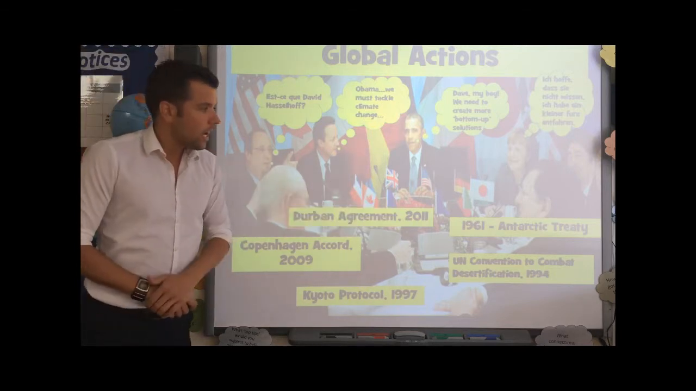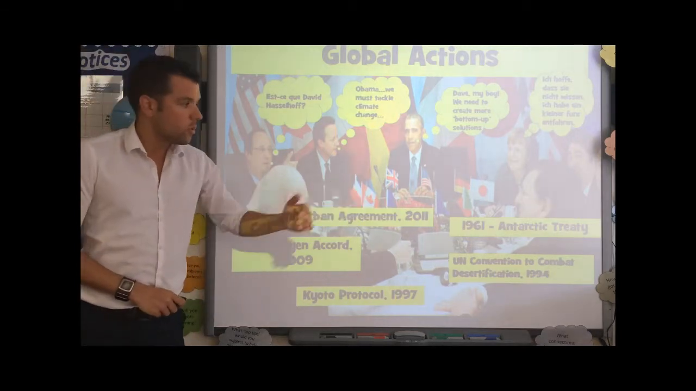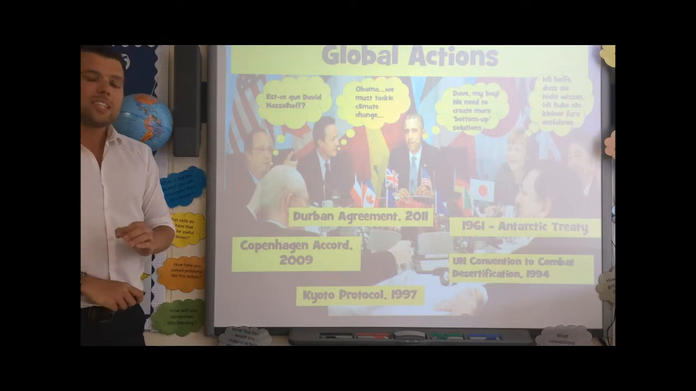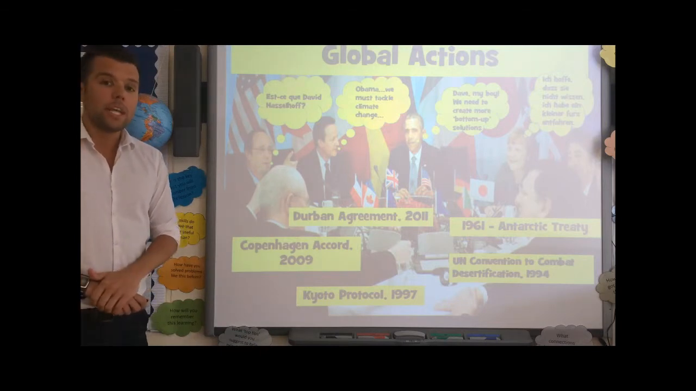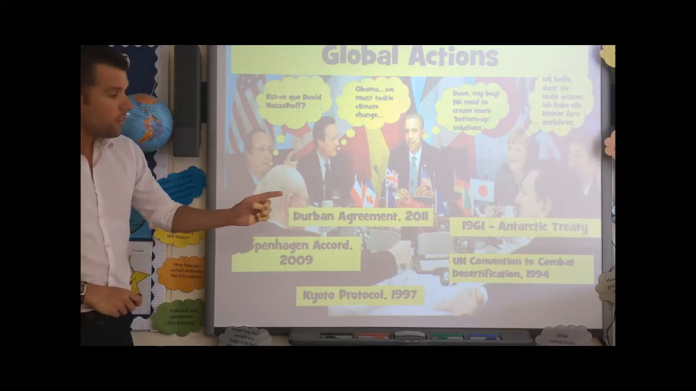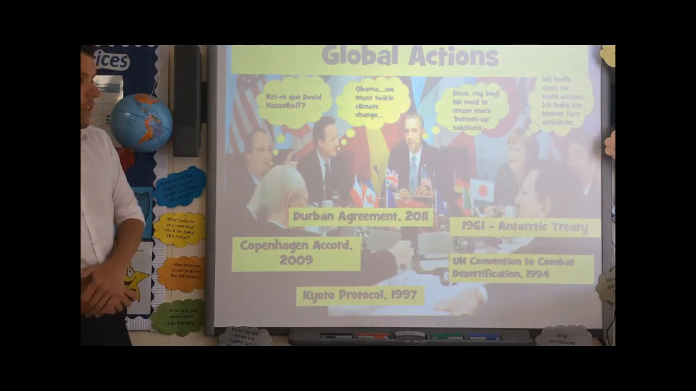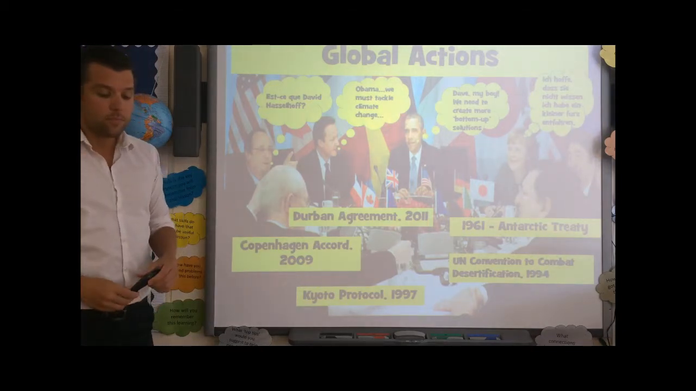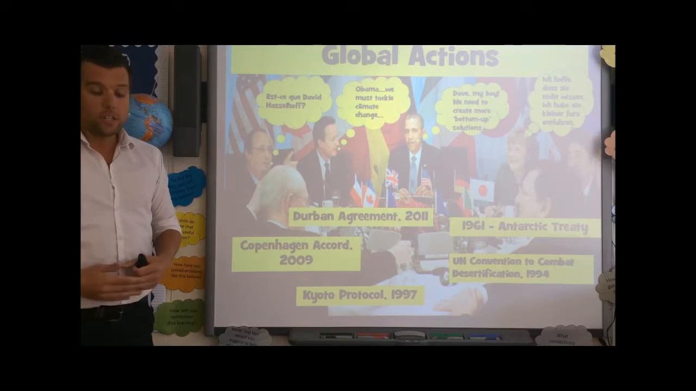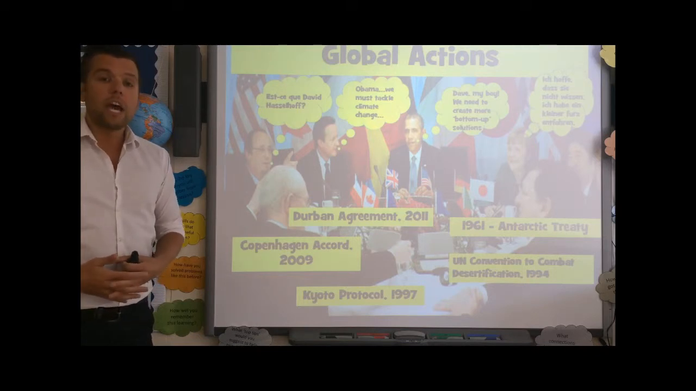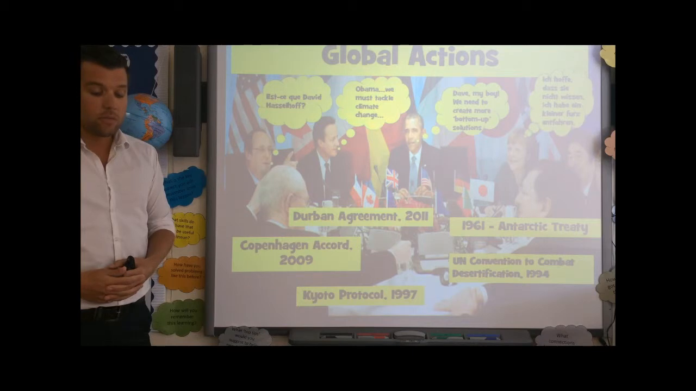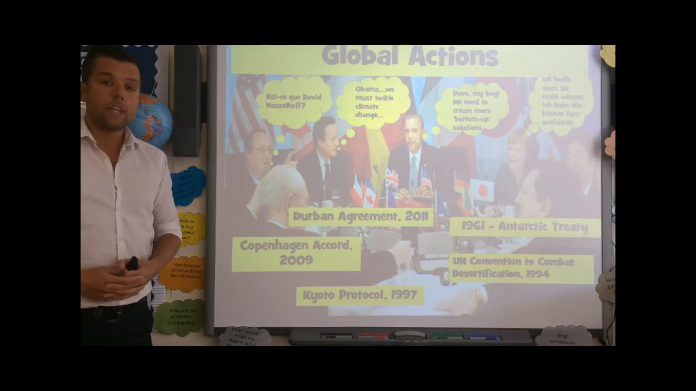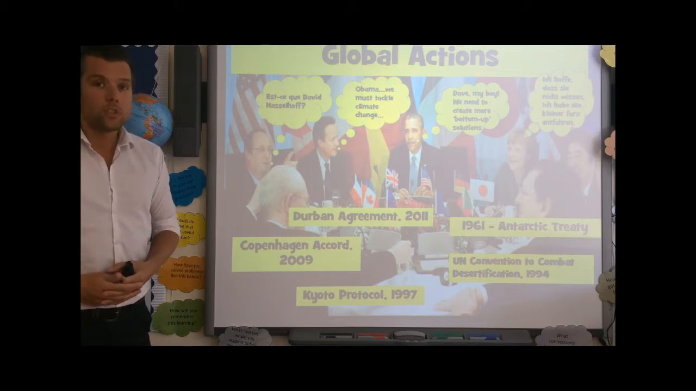Then, in the Antarctic, we have what is called the Antarctic Treaty. This limits the amount of commercial development in the area. And finally, we've got the UN Convention to Combat Desertification. This was set up in 1994 and is aimed at reducing land degradation and providing more sustainable solutions.